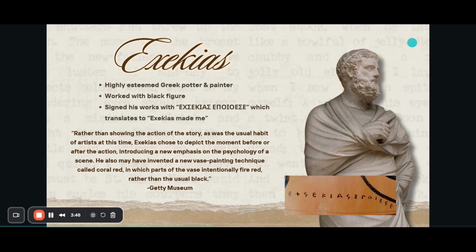And the quote here says, "Rather than showing the action of the story, as was the usual habit of artists at that time, Achilles chose to depict the moment before or after the action, introducing a new emphasis on the psychology of a scene. He also may have invented a new vase painting technique called coral red, in which parts of the vase intentionally fire red rather than the usual black." And that quote is from the Getty Museum. Just kind of gives you an overview of how he brought something new to the table during that period.